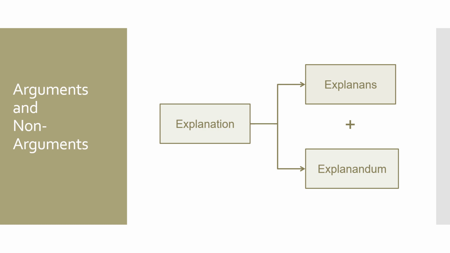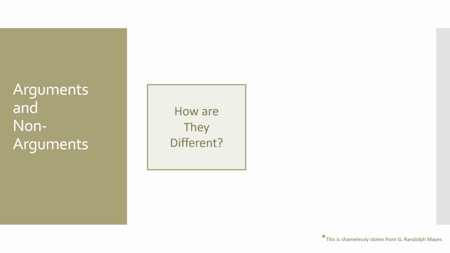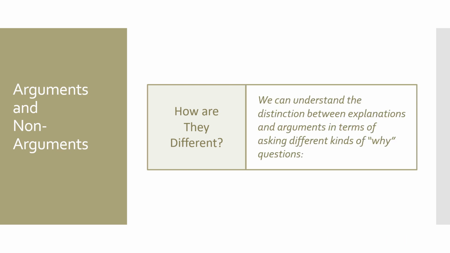In order to have an explanation, I must have at least two different propositions, what we call an explanans and an explanandum. Now, the explanans is essentially the thing in an explanation that's doing the explaining for us, and the explanandum is the thing that's being explained. And notice there is a distinct relationship that has to be there between these two different propositions for it to be an explanation. But the relationship is not that of a premise to a conclusion. So how exactly are arguments different from explanations? We can understand the distinction between explanations and arguments largely in terms of asking a different kind of why question.